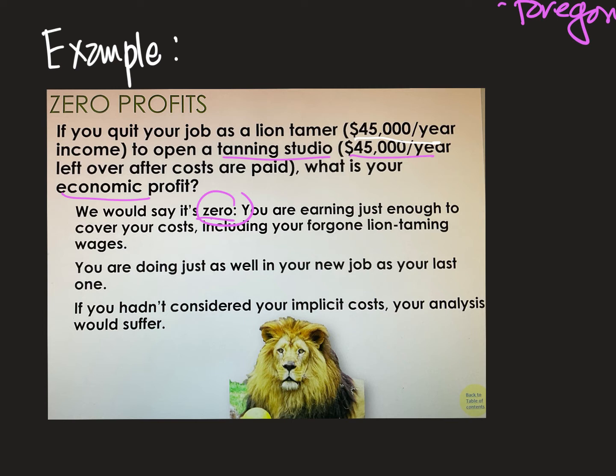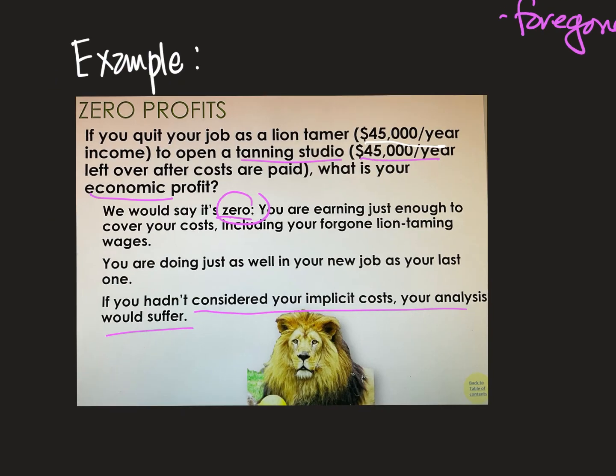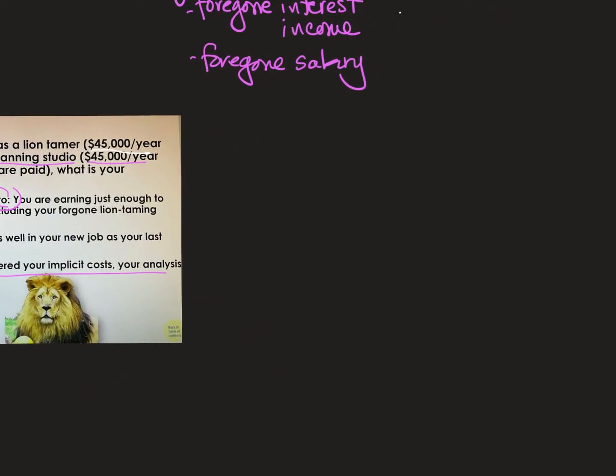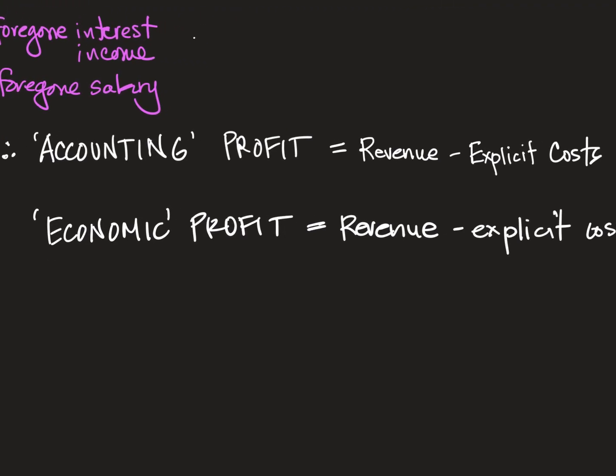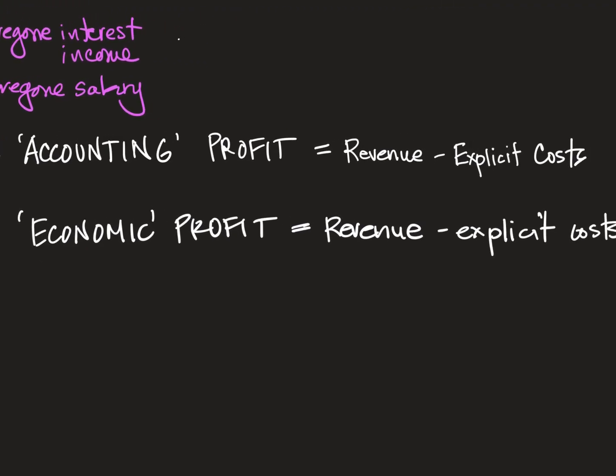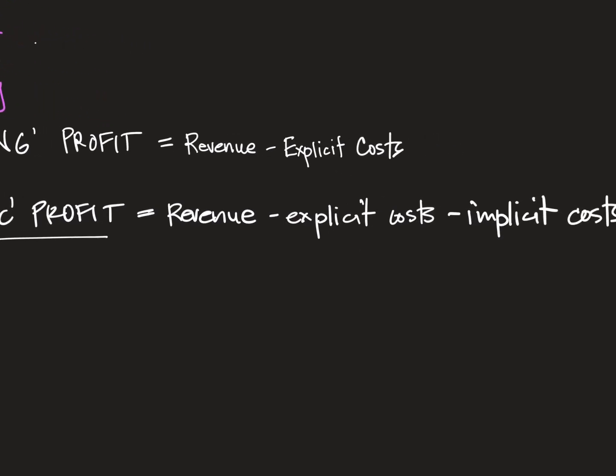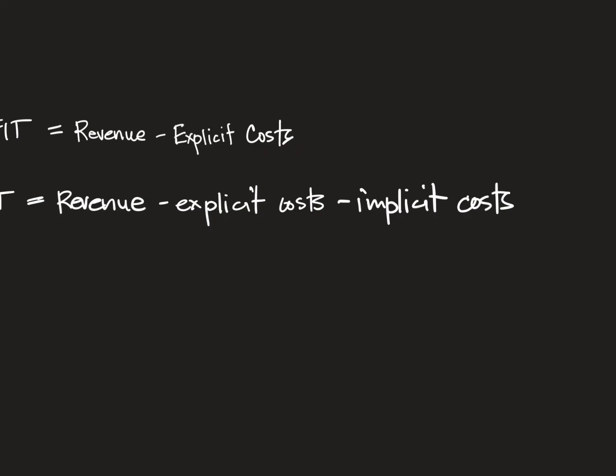And here's the real reason we care about that for economics. Every decision you make needs to include those implicit costs. For instance, your decision to go to college includes both the out-of-pocket expenses as well as the foregone income you could have been earning if you had a job right away, etc. So accounting profit is your revenue minus your explicit costs, and your economic profit is your revenue minus your explicit costs minus your implicit costs as well.